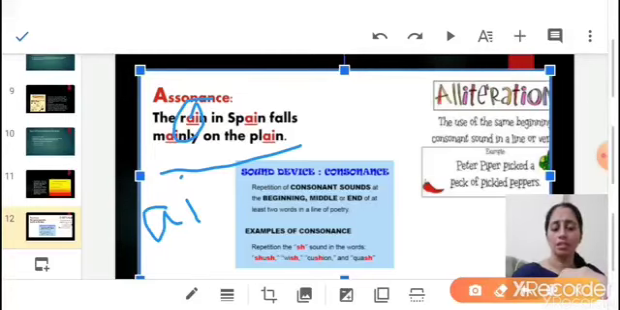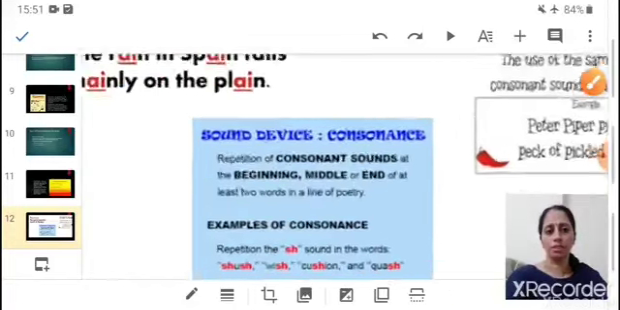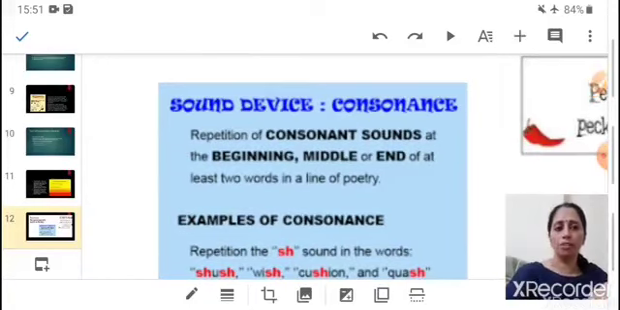Again, what's a consonance? In consonance, the sound of the consonant words are repeated. If you see carefully, students, the repetition of SH in the words shush, wish, cushion and quash. Look at the placement of S and H. In the first word shush, it is at the beginning and the end both. Wish is towards the end. Cushion is in the middle. And again quash, it is at the end. So when the sound of consonant gets repeated, it is called consonance.